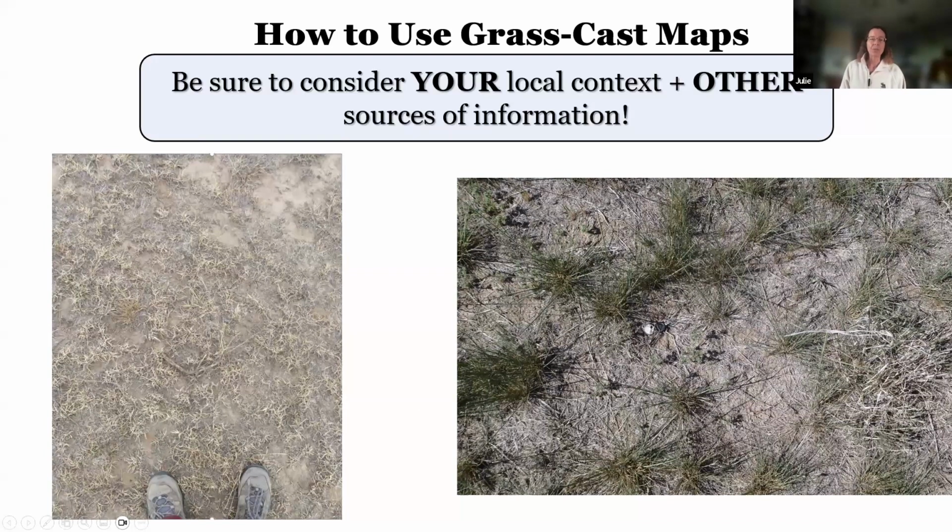GrassCast doesn't know if the winter snows were captured or if they all blew into the road ditch. It doesn't know if the spring rains soaked in or if they ran off. The model has no way of knowing if your pasture has desirable or tasty plants for the animals or if it's covered in weeds.